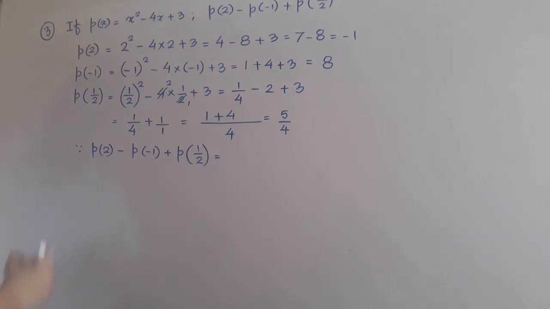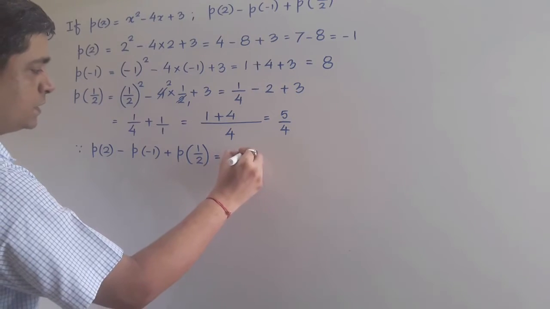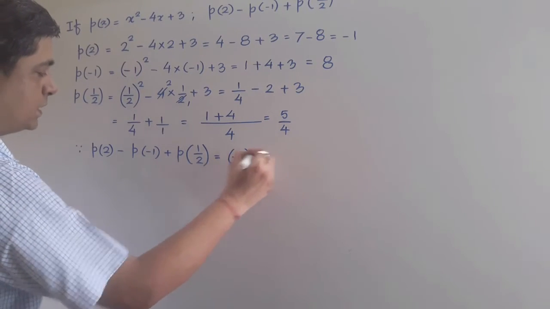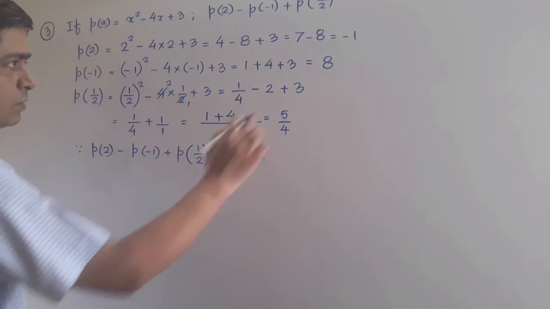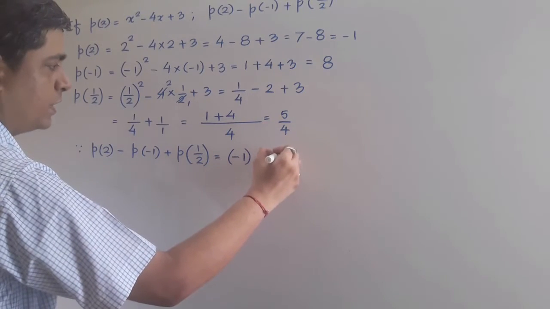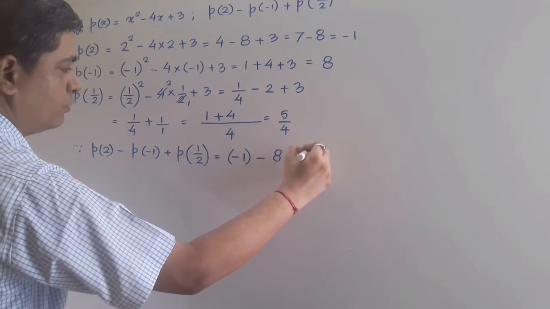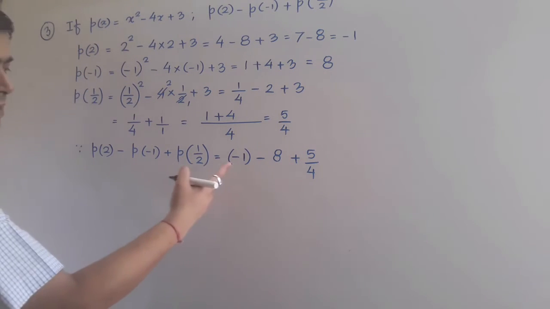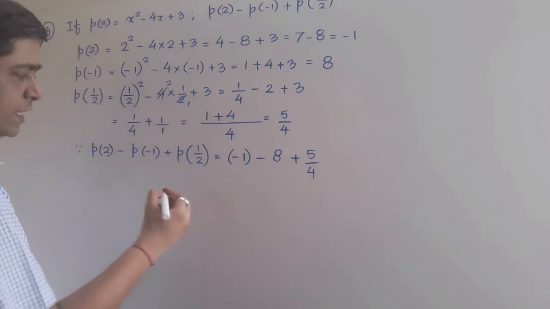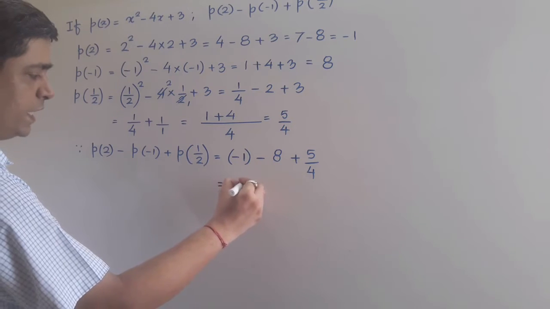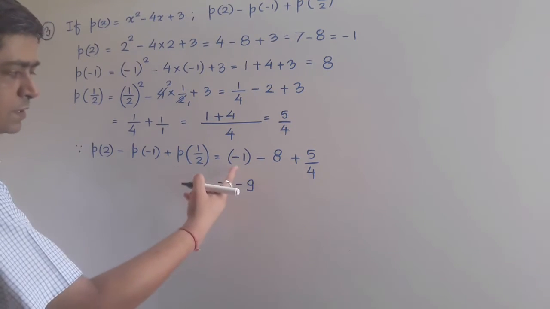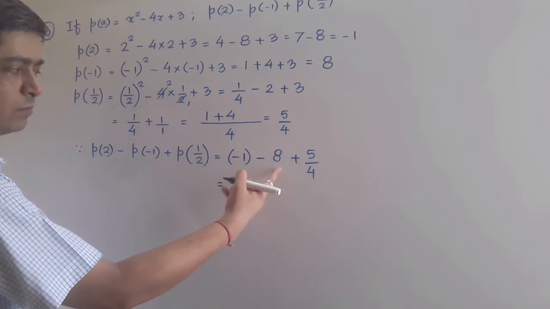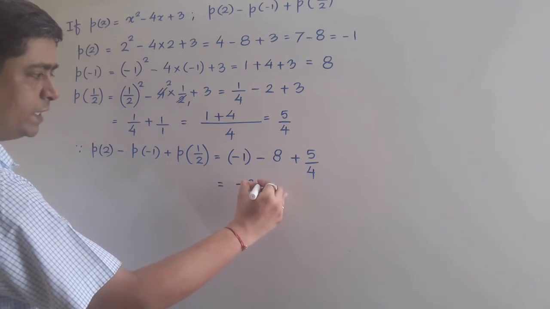What is the value of P of 2 I have? That is minus 1. Minus P of minus of 1, P of minus of 1 I have 8, and then P of 1 by 2 I have 5 by 4. Now you observe this is minus 1 and this is minus 8. So minus 1 minus 8 will become minus of 9 because signs are same. So we can add both the numbers and the bigger term sign I have applied here.